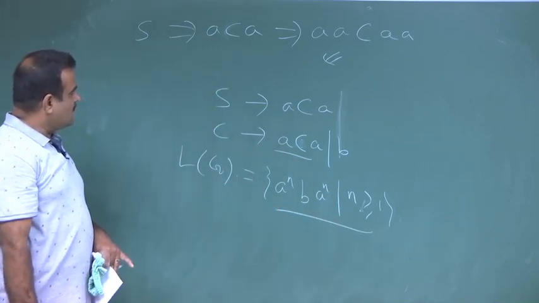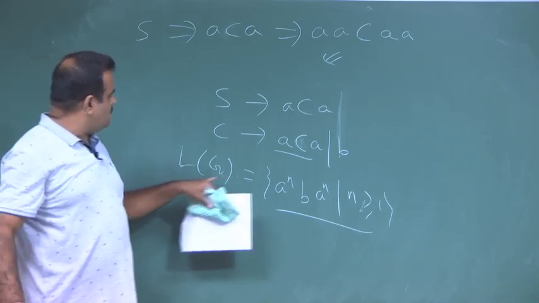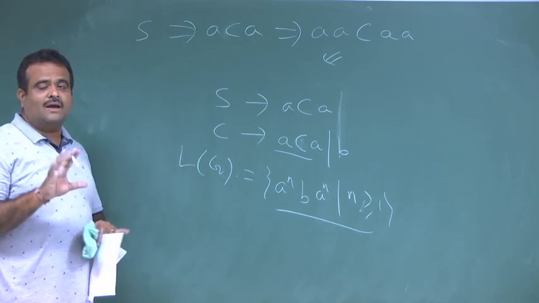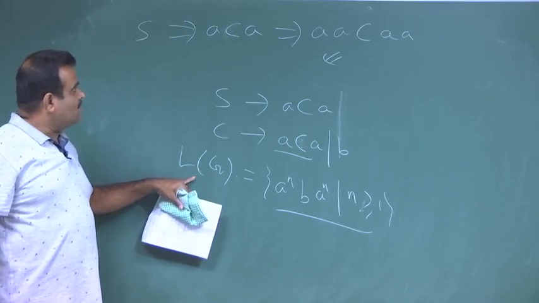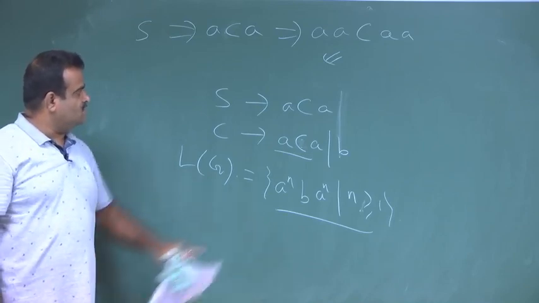Okay. So, a to the power n b a to the power n belongs to this language. Again, if we take a W which is generated by this grammar, we can prove that W will be of this form.